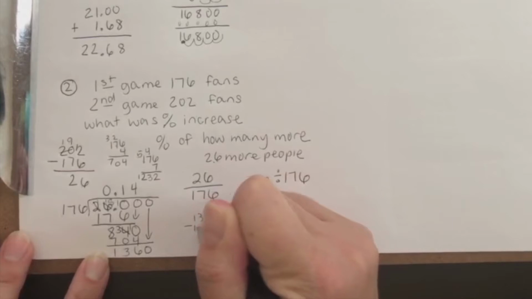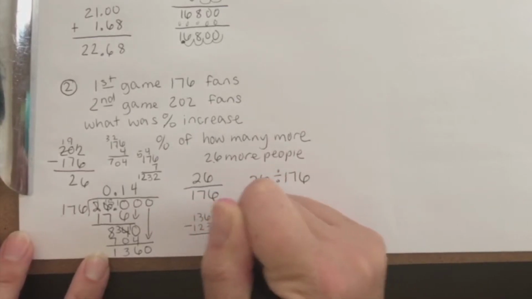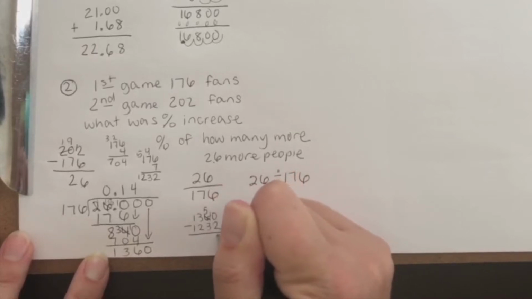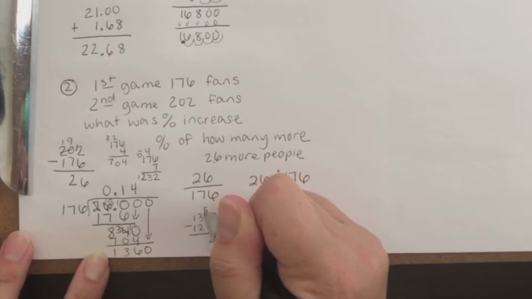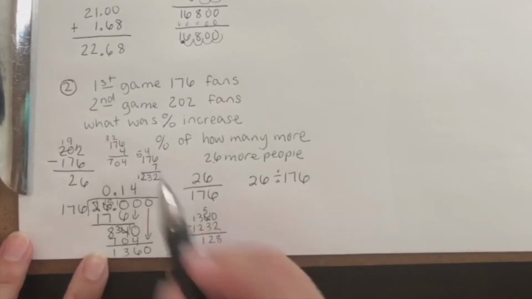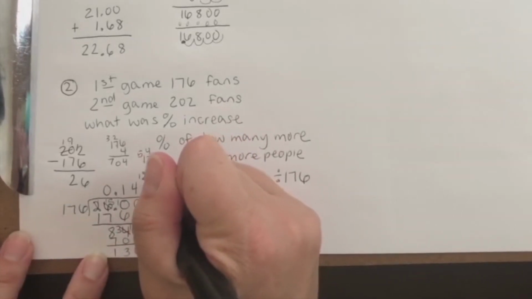1360 minus 1232. We'll have to borrow here. 10 minus 2 is 8. 5 minus 3 is 2. And 3 minus 2 is 1. 1 minus 1 is 0. 128 is my remainder. So again, 7 worked out pretty good.